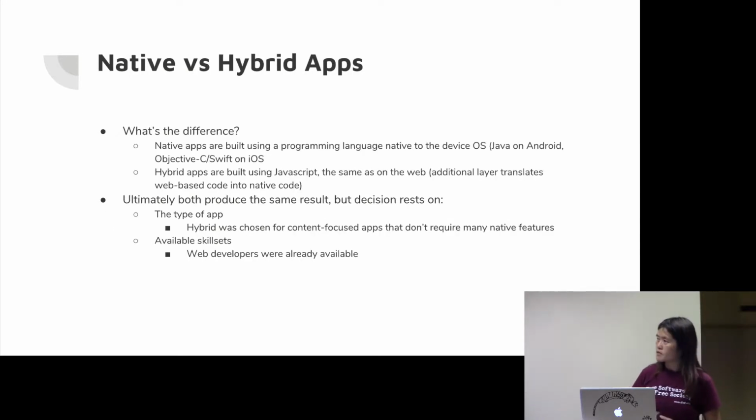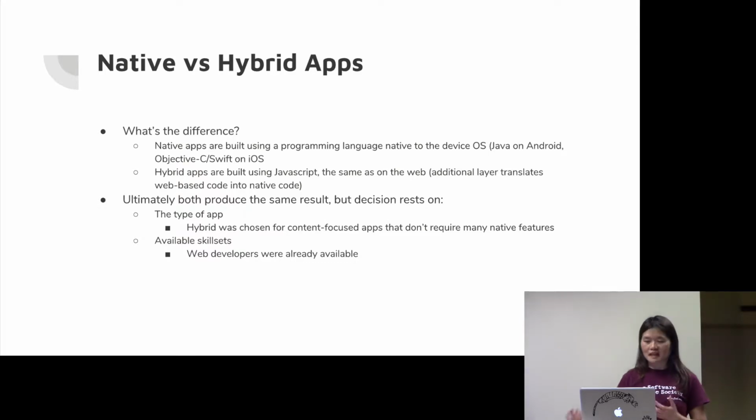And then, so what are the differences between native versus hybrid apps? Native apps are built using programming language native to the device OS, like Java. It's very obvious, Java on Android or Objective-C or Swift on iOS. The hybrid apps are actually built using JavaScript, the same as on the web. So we just need Cordova to translate it. But ultimately, native and hybrid will produce the same result. But it depends on the type of app.